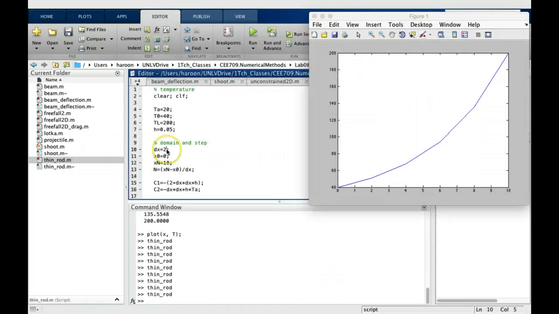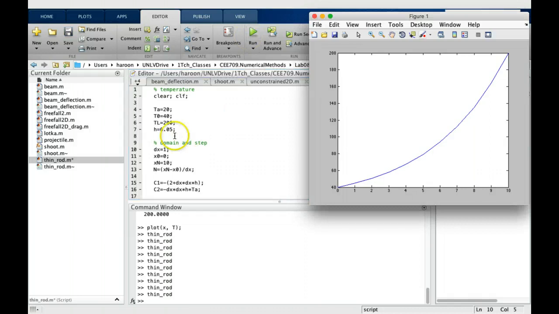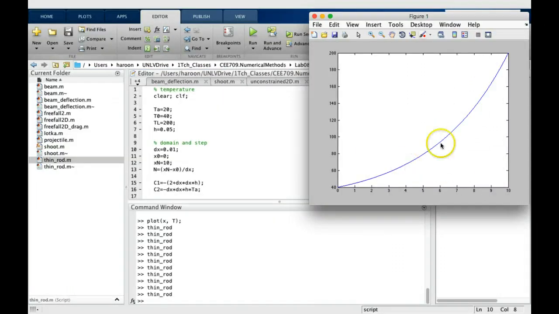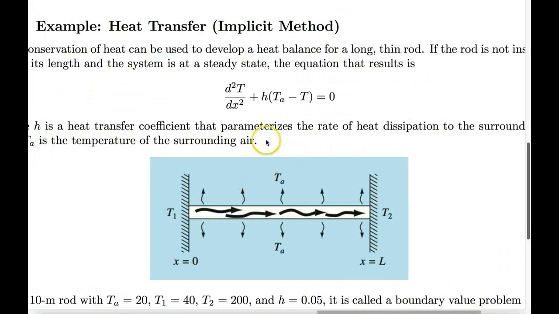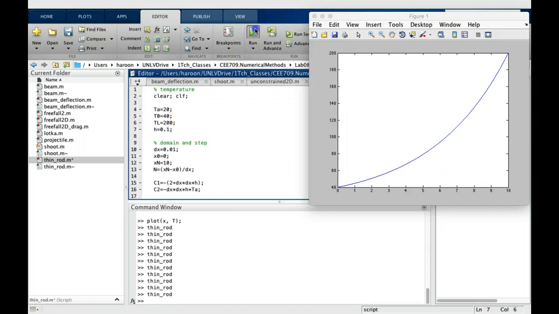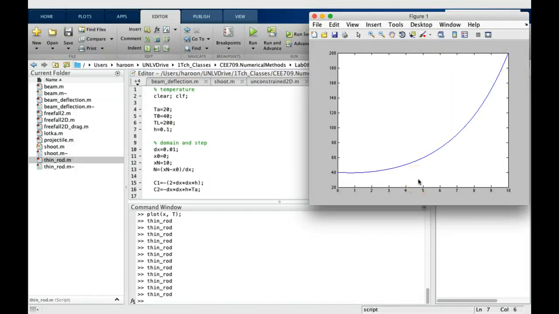rod. We can reduce the step size and rerun this code, and you can see as you run it on a finer grid, you get a more and more accurate profile of the curve. And if you look at the original equation that was given to us, you can see the H parameter is basically determining how fast the temperature is cooling. It's directly proportional to the difference between the temperature of the rod and the ambient temperature, and also this H is the heat transfer coefficient that tells us at which rate it dissipates to the surroundings. So you can play with that parameter as well to see how it changes the shape of the curve, and how that determines the profile of the temperature.